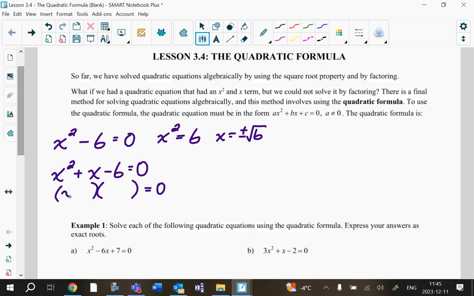So this would factor to x plus 3 times x minus 2. And then we set each factor equal to 0 to find our solutions. So x plus 3 is equal to 0, which means x is negative 3. X minus 2 is equal to 0 in the second factor, which means our second answer is x equals 2.